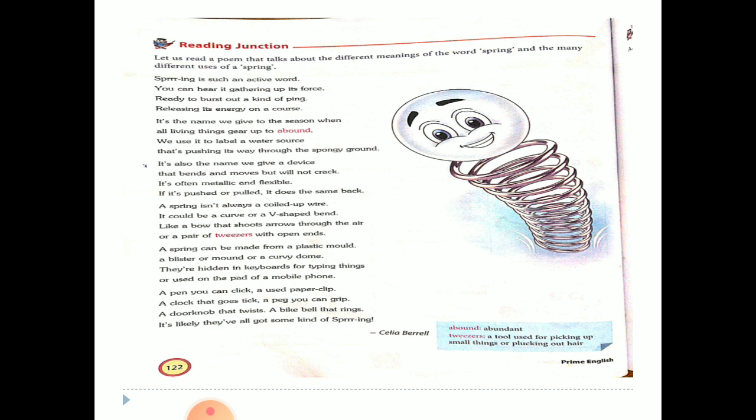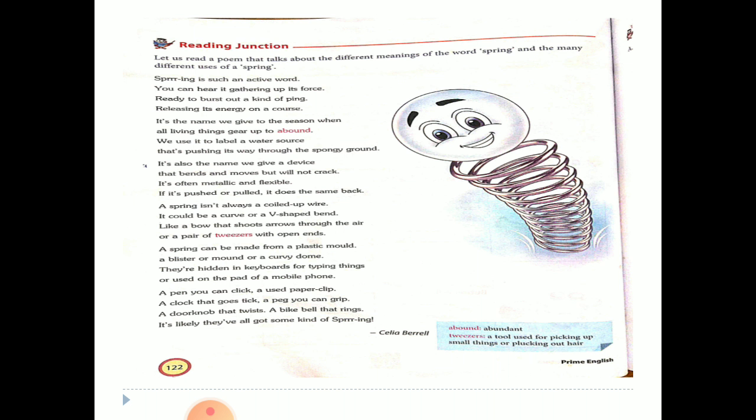Now let's come to the very last stanza. Please understand thoroughly. This poem is quite easy and scientific also, and we have to understand each and every line so that you can enjoy learning science while reading a poem. A pen you can click, a used paper clip, pen. I have given you the example of a pen earlier, that when you click on a pen, there is a spring hidden inside.